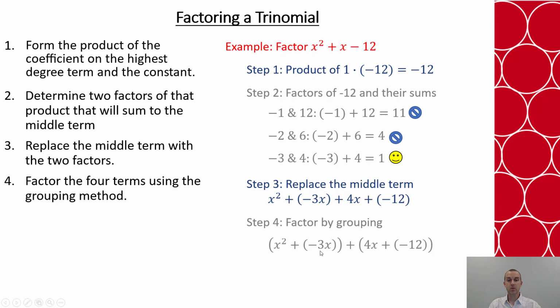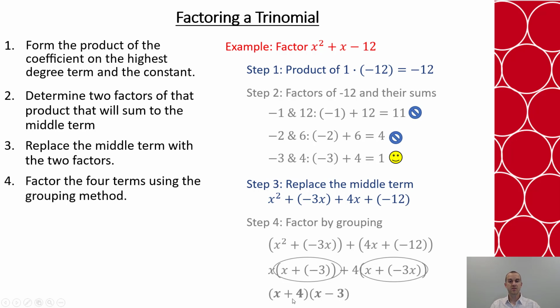When I look at x squared and negative 3x, I can factor out an x, which will leave me with x plus negative 3. In my second one, I can factor out a 4, which will leave me again with x plus negative 3. I have that common term, so I know that this can be factored. So I'm going to take my 2 factors and group them, and then I take my common factor and make that the second grouping. So this is x plus 4, and then x minus 3. Again, instead of plus and negative, I just change that back to minus.